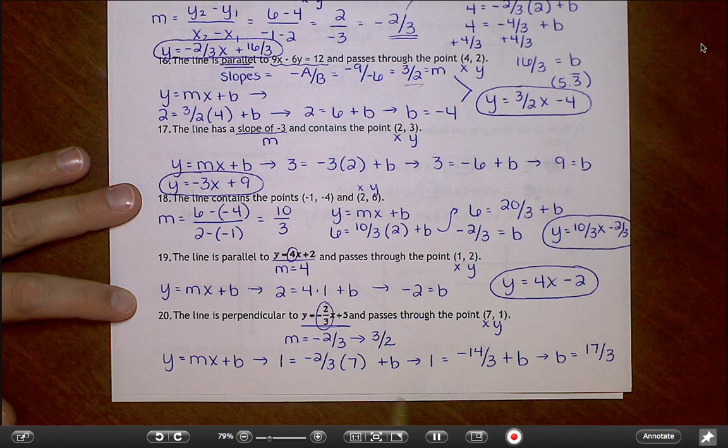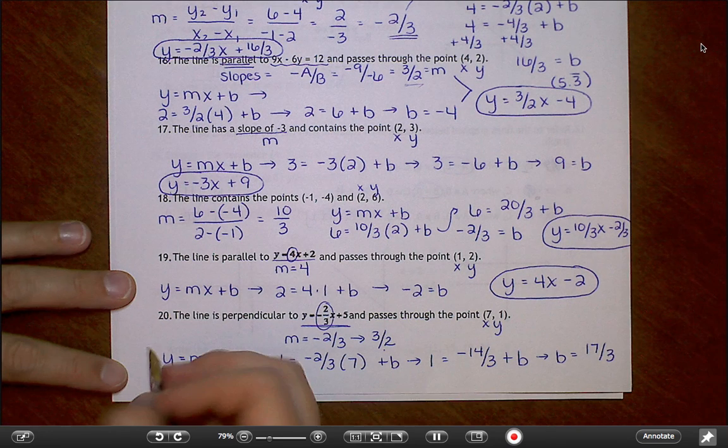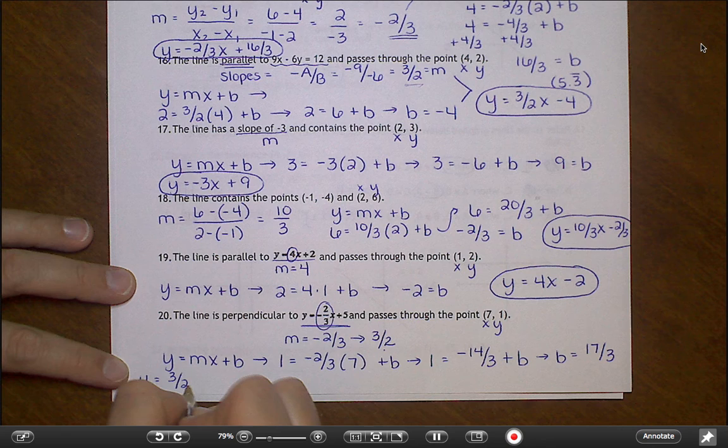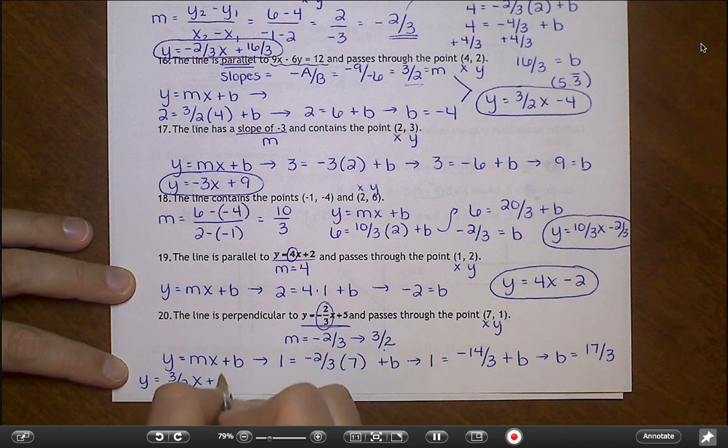And so then I'm going to put m and b together. Where'd my m go? 3/2, 17/3. So I would have y equals 3/2 x plus 17/3.